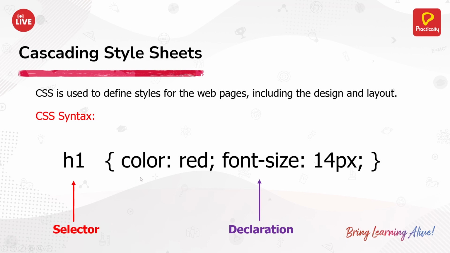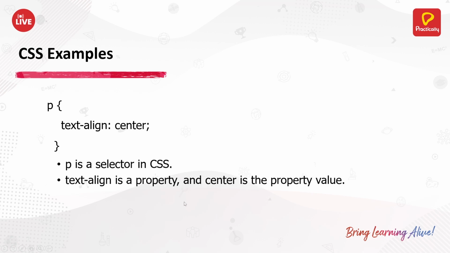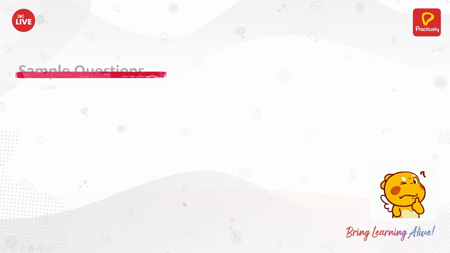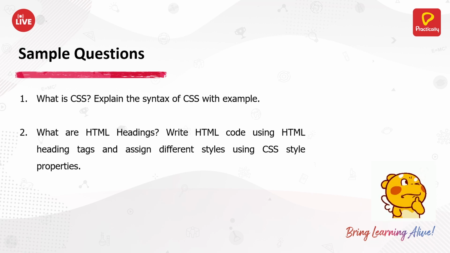Here color points to the property and red is the value of that particular property. If we take another example of this CSS, this is how we write the CSS code. Here P is the CSS selector, text-align is the property, and center is the value of that property. Here are the sample questions that may be asked on the CSS.